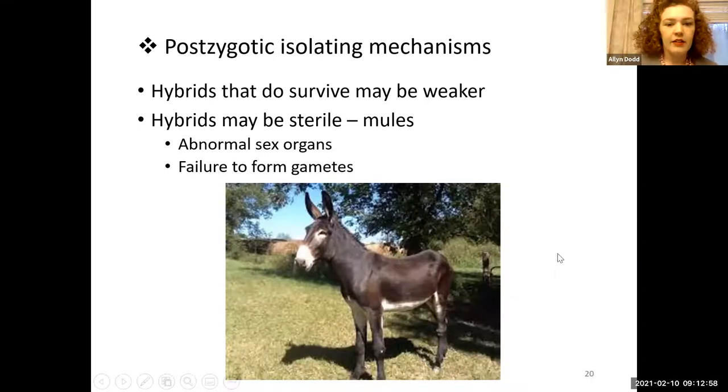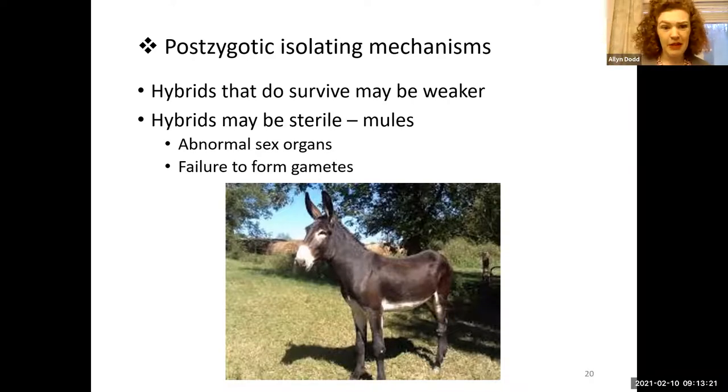Here you have mules, like I just mentioned, right? So these are sterile, and usually in these cases, the hybrids are sterile either because they have abnormal sex organs, or they just don't form gametes at all, which is like true sterility in terms of internal sterility.